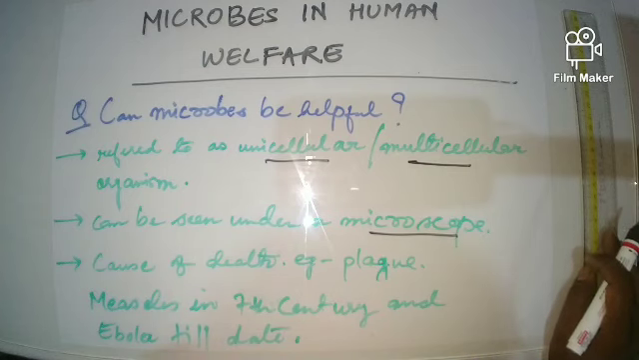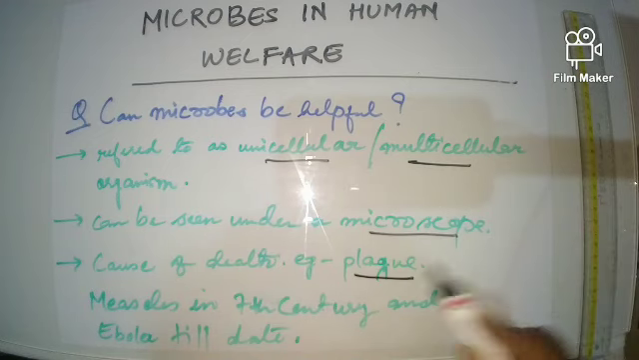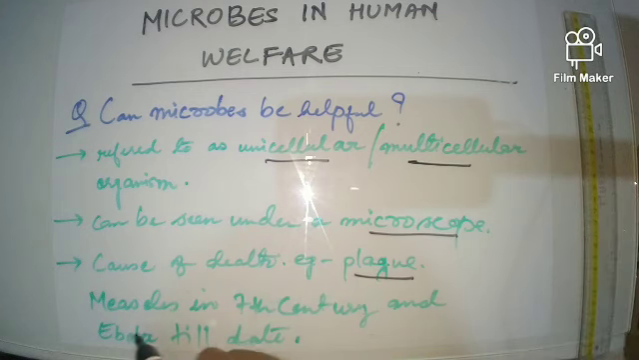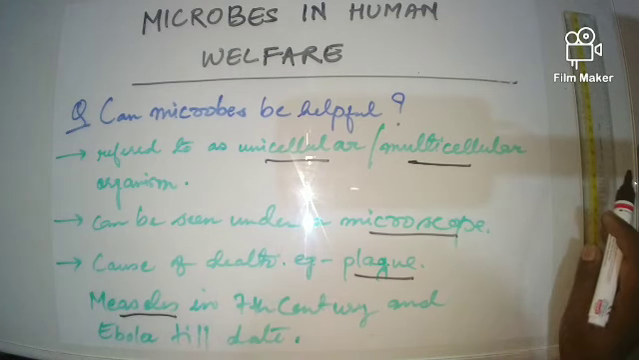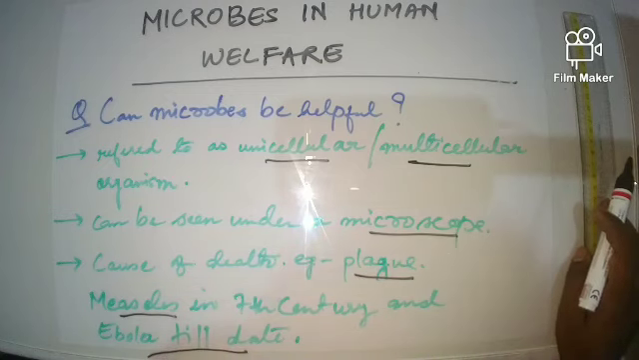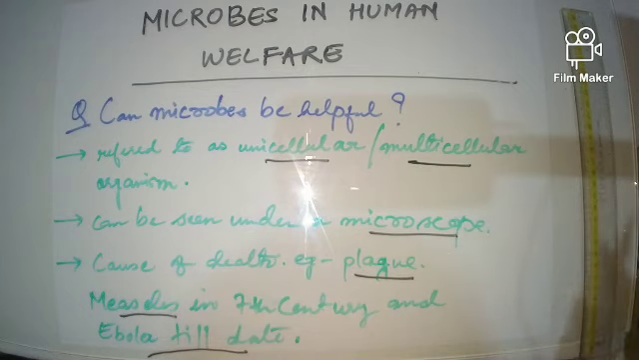Now, these microbes can even be the cause of death. For example, plague. What is plague? Plague is something that can wipe out an entire range of population. Humans have been in a constant battle with microbes since the 7th century with the outbreak of measles, and till date with Ebola virus. So we can say that microbes are considered to be the causative agents of billions of deaths.